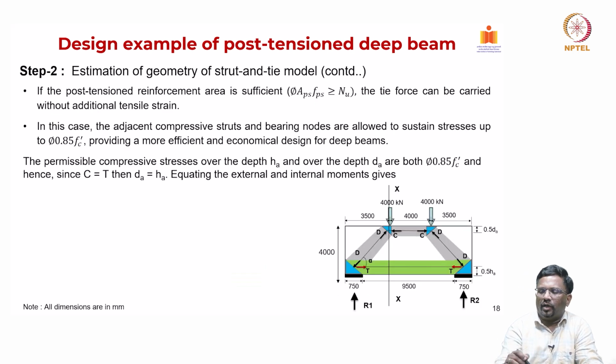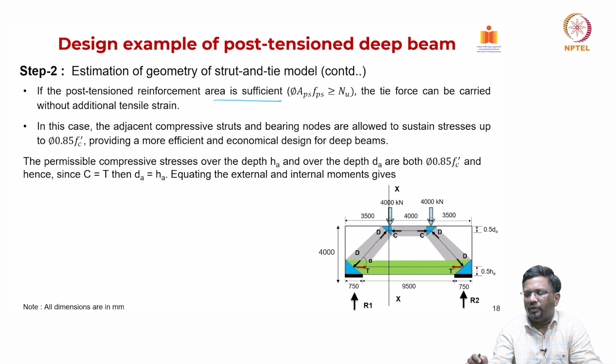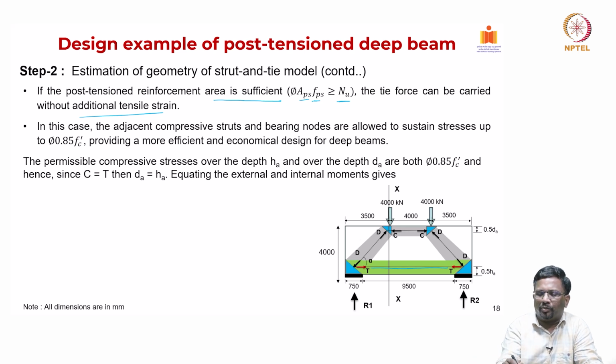Now, we have to make sure that the post-tension reinforcement area is sufficient. That means whatever area times the stress will give me the force, and phi is your strength reduction factor, so your capacity should be greater than or equal to Nu, which is the tension force coming on the tie. That means the tie force can be carried without any additional tensile strain. I also have adjacent compressive struts and bearing nodes that are allowed to sustain stresses up to strength reduction factor phi multiplied by 0.85 times f'c.